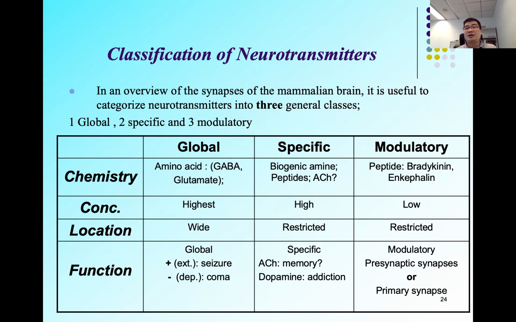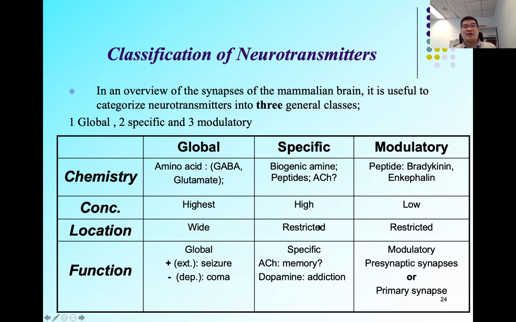One of your classmates asked, if GABA is inhibitory, how does it lead to unconsciousness? Actually, when GABA function is enhanced, it causes unconsciousness. If the GABA action is inhibited, that might cause seizure. It's the opposite. When we talk about GABA, you'll know more.